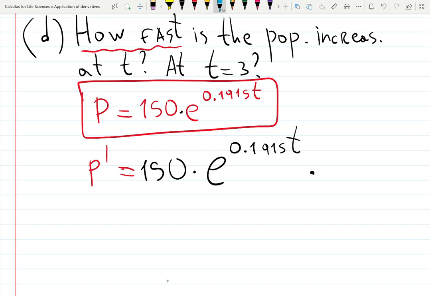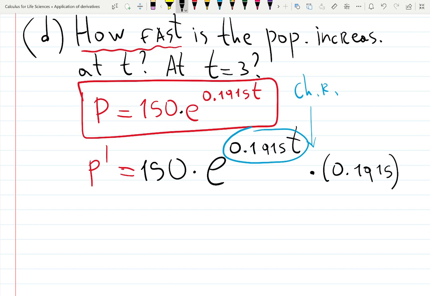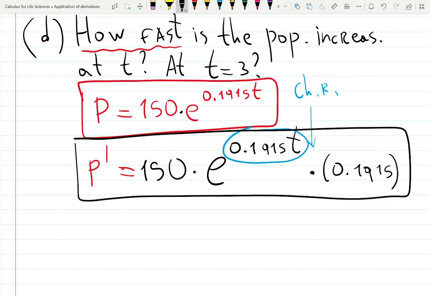But in times, chain rule says, don't forget to differentiate the function inside. And inside, it means the exponent. The derivative of that function is 0.1915. So the rate jumped out when you differentiate. That's a pretty interesting idea. The rate will be multiplied by 150 now. And then you can calculate the answer. Well, this is the answer in general for the derivative for any t. So it's p prime of t.